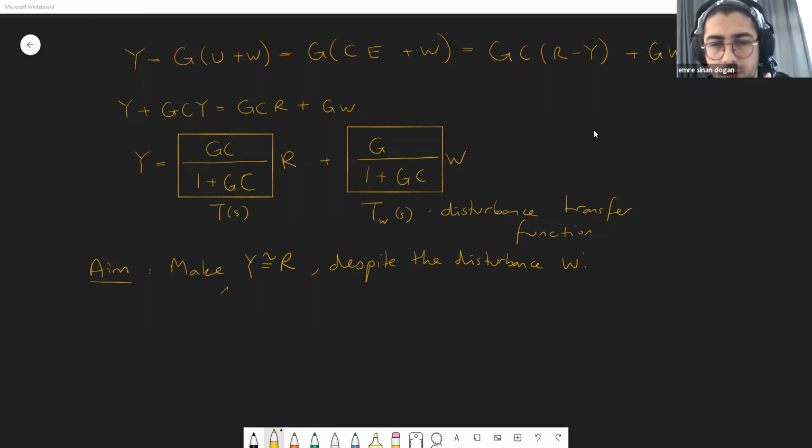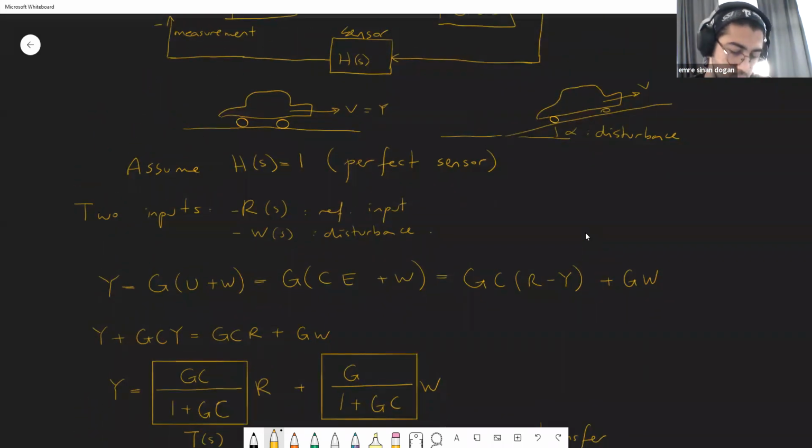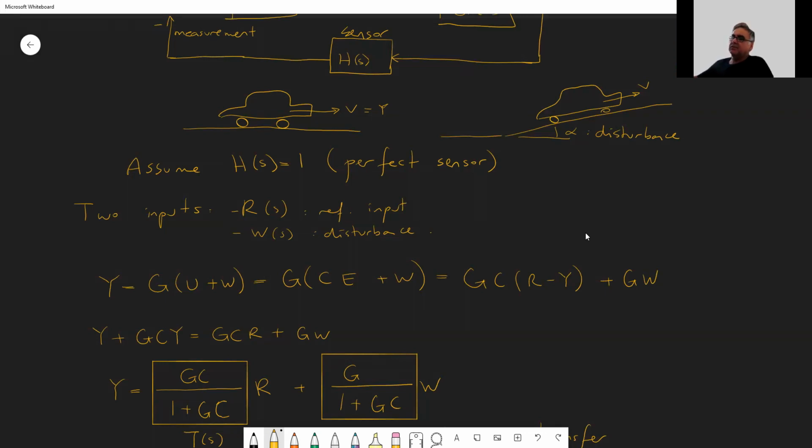Hocam, in this example, the car just climbs a hill. If it goes a long time on the hill, doesn't it become normal for the system?